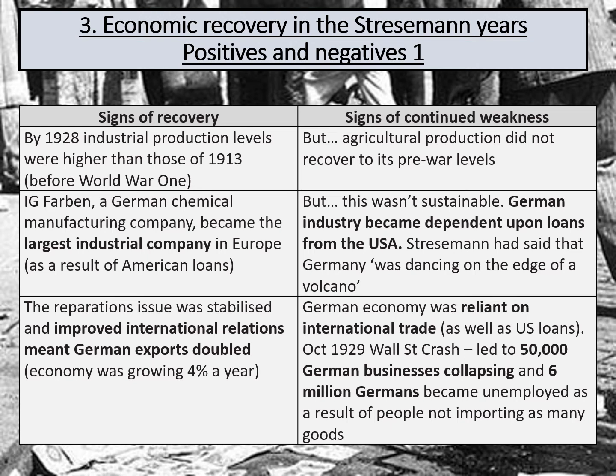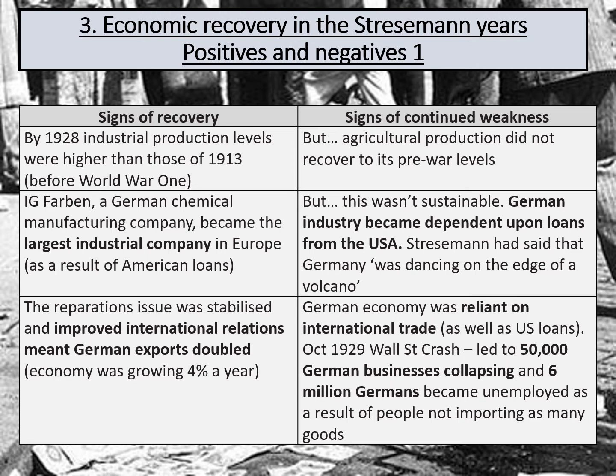Again, in terms of recovery, well, IG Farben, German chemical manufacturing company, became the largest industrial company in Europe. And that had been on the basis of those American loans that had allowed that company to expand and to dominate the European chemical industry. And that was great because it brought in huge amounts of revenue. It created lots and lots of jobs. However, because it was based on loans, this wasn't sustainable.